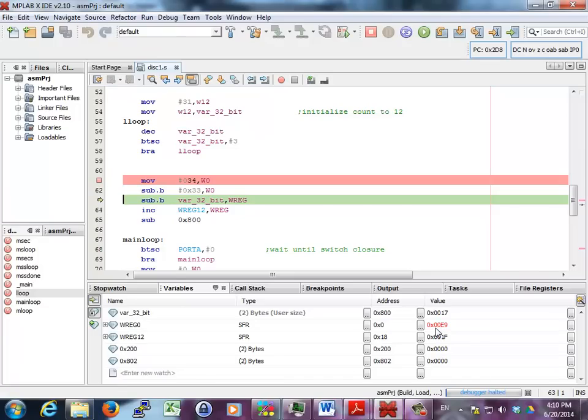Even though the result of this sub.b was negative as a byte, and that would also affect the N flag, right? The result was negative, so the status flag N became set as an 8-bit operation. But if you look at the result of WREG0 as a 16-bit variable, it is a positive value.